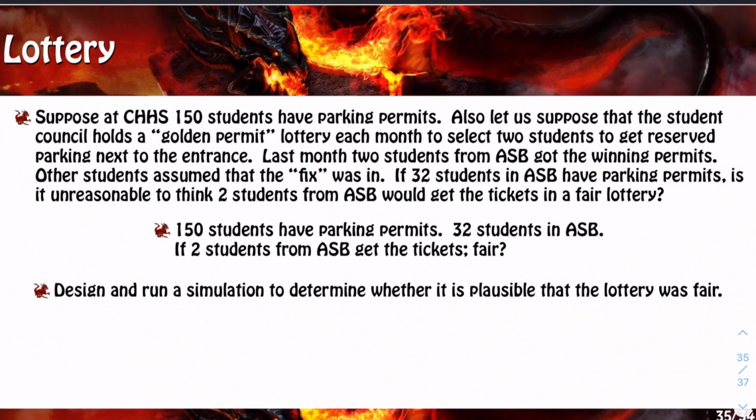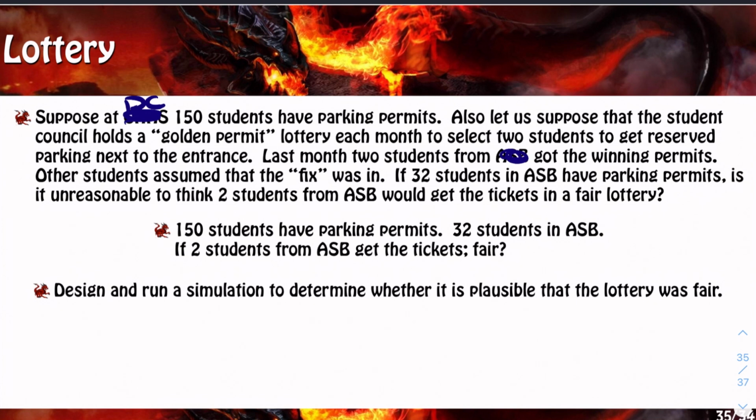I have one more example for you to design an experiment. And I may ask you to actually share this in class. Suppose that at Divine Child, so at DC, 150 students have parking passes. Also, let us suppose that the student council holds a golden permit lottery each month to select 2 students to get reserved parking next to the entrance. So you get the first parking spot right next to the entrance. Last month, 2 students from student council got the winning permits. Other students in the school assumed that the fix was in.